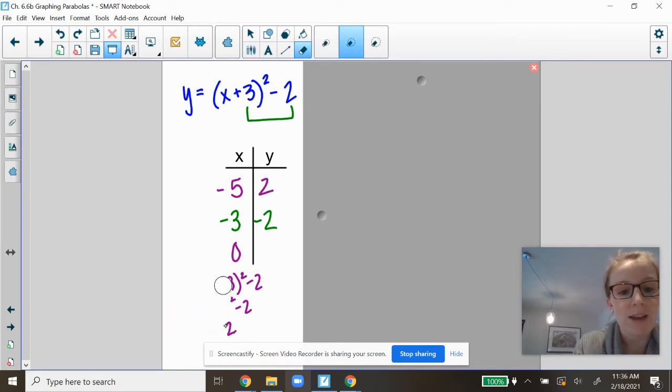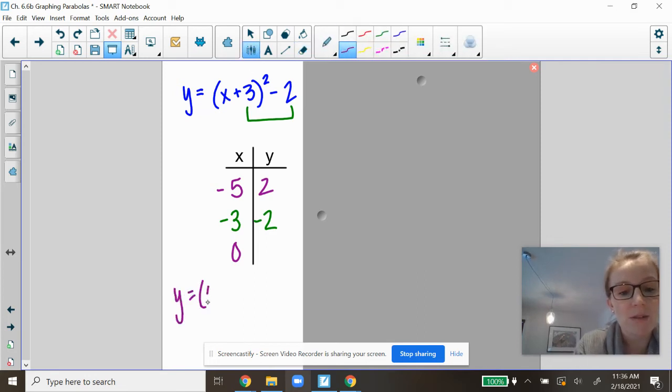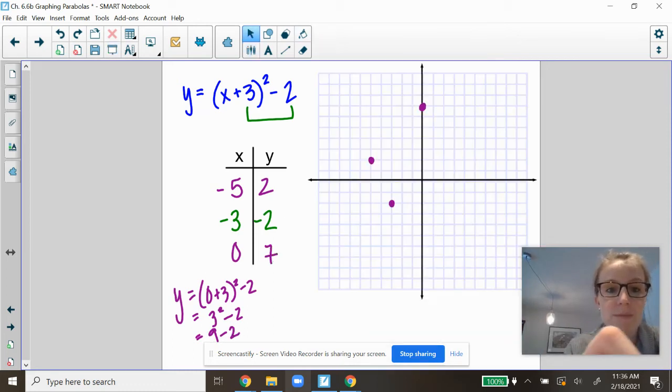Okay, let's try that again, now with plugging 0 in for x. So y equals (0 plus 3) squared minus 2. That's just going to leave me with 3 squared minus 2, which is 9 minus 2, which gets me to 7. So when I plot those points, it's going to look like this.